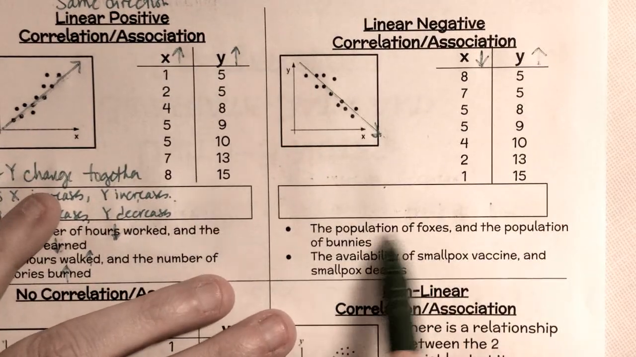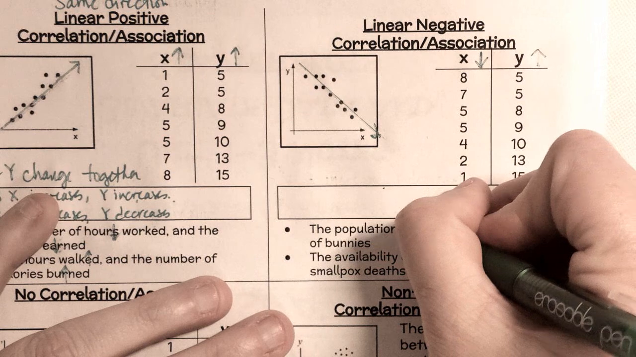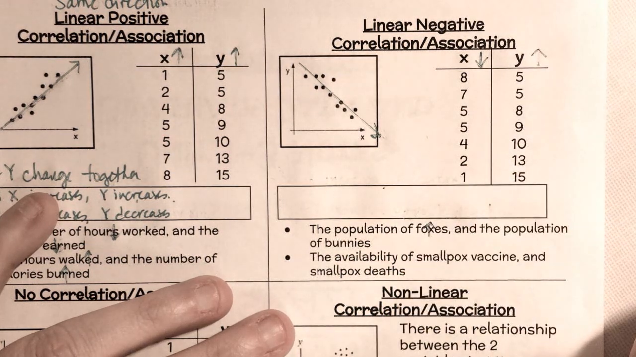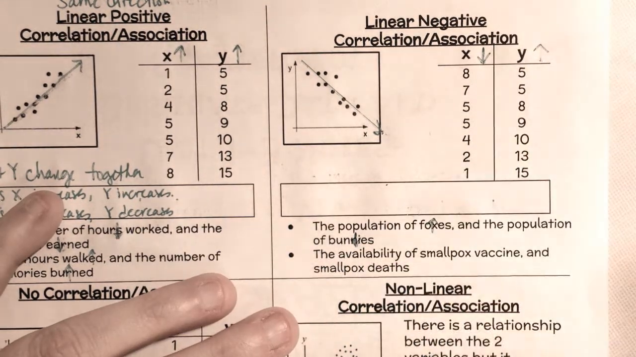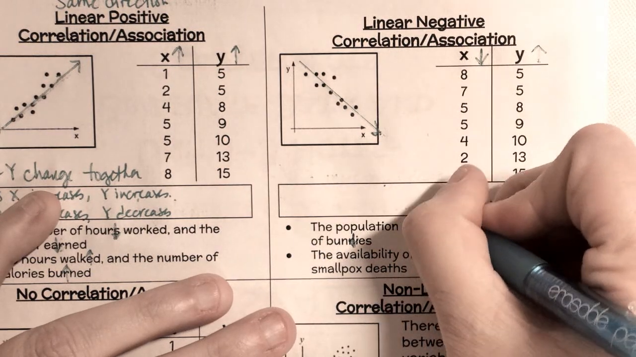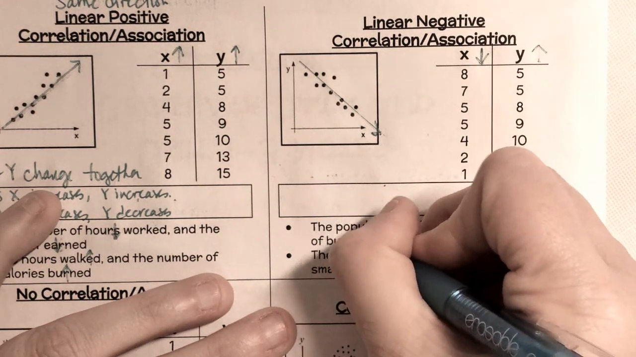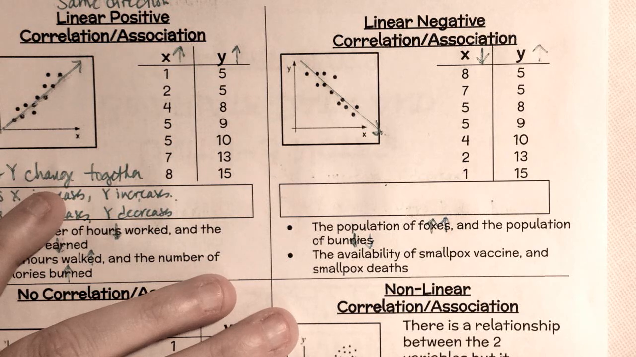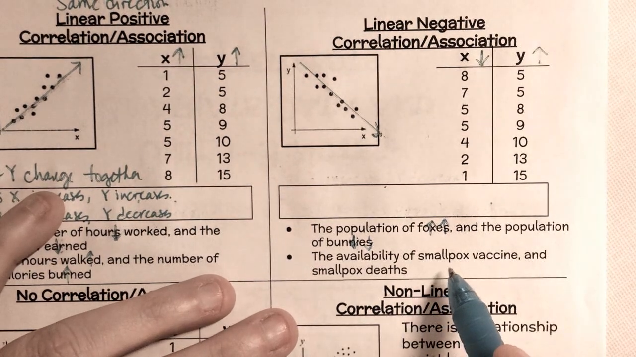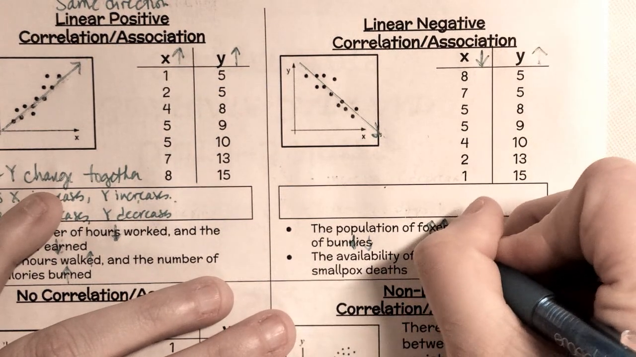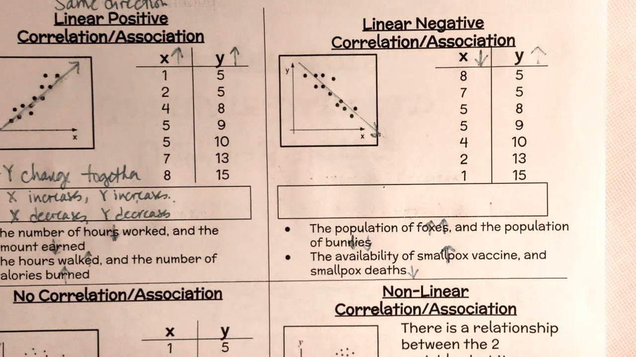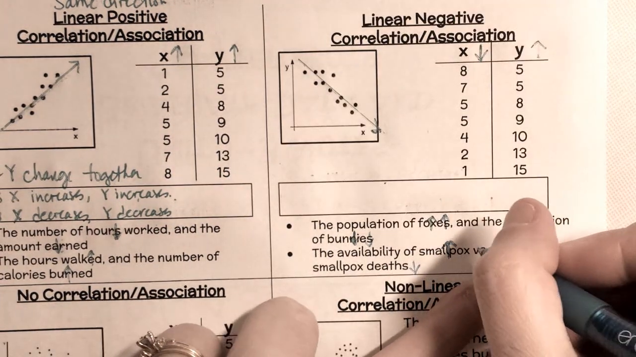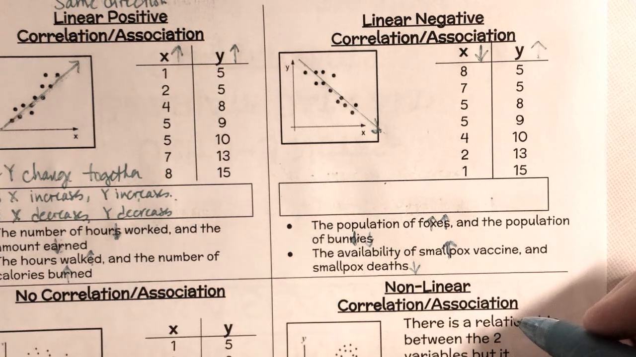So let's look at the situation here. It says the population of foxes and the population of bunnies. Well, when there's more foxes, what do foxes do? They eat the bunnies. So there are less bunnies. More foxes, less bunnies. Okay? Smallpox was like an old-timey disease, but as we had more smallpox vaccine, you can think about this with our COVID vaccine, we had less smallpox deaths. So you see they're moving in different directions. Likewise, if I had less smallpox vaccine, we would have had more smallpox deaths.